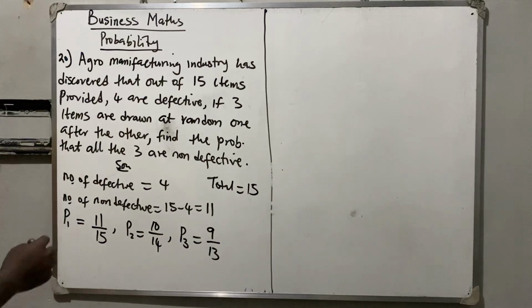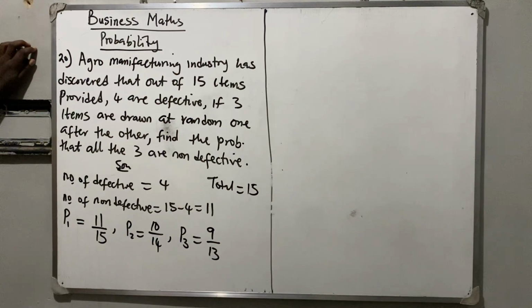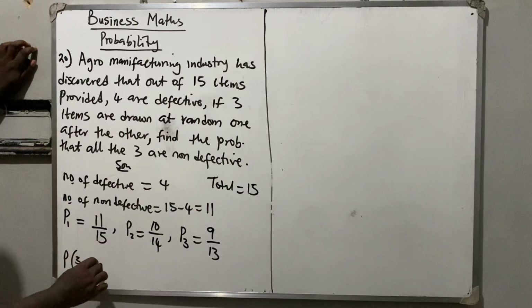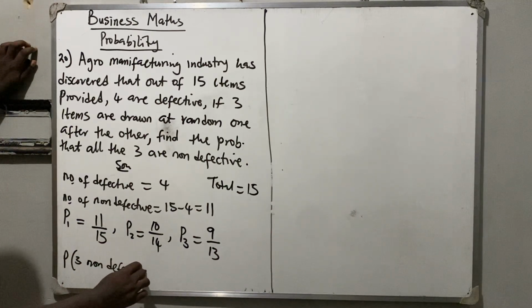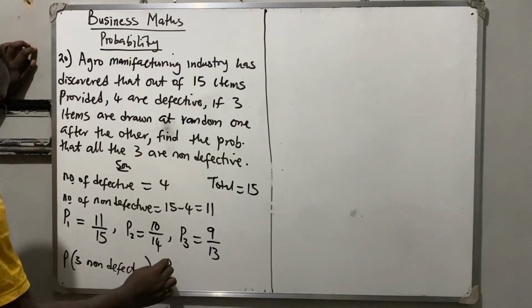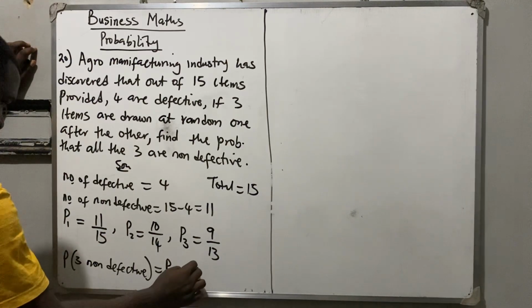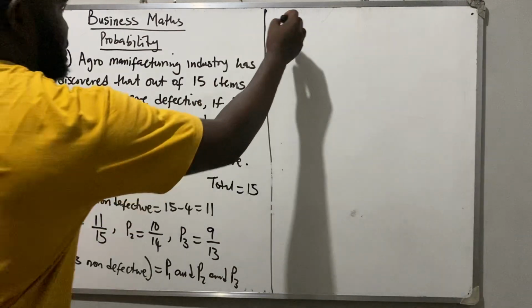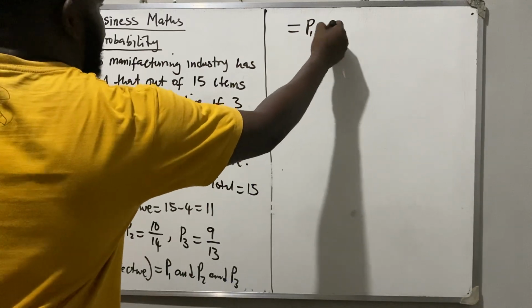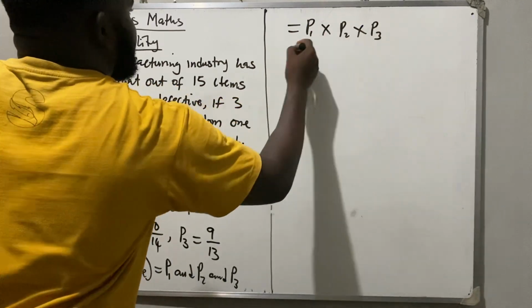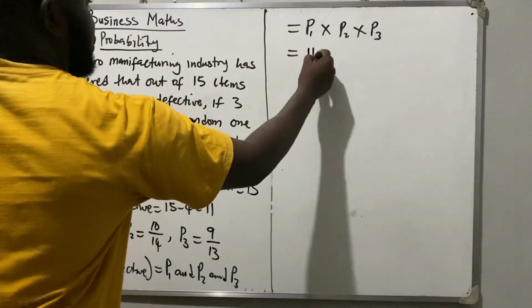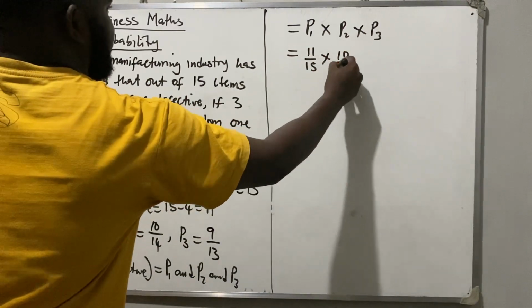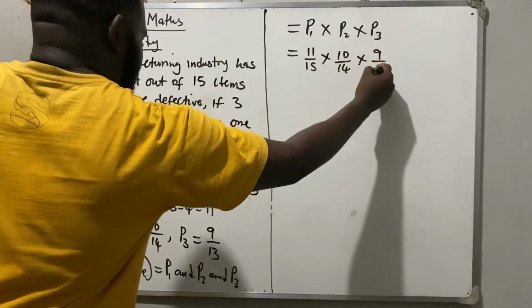So we want the probability of 3 non-defective: you pick the first one, and you pick the second one, and you now pick the third one. And means multiplication in probability. So P1 times P2 times P3, which is 11 over 15 times 10 over 14 times 9 over 13.